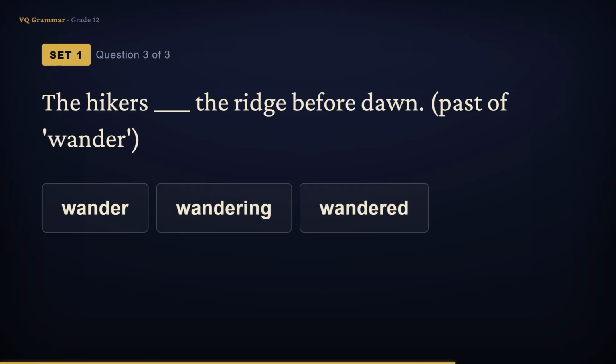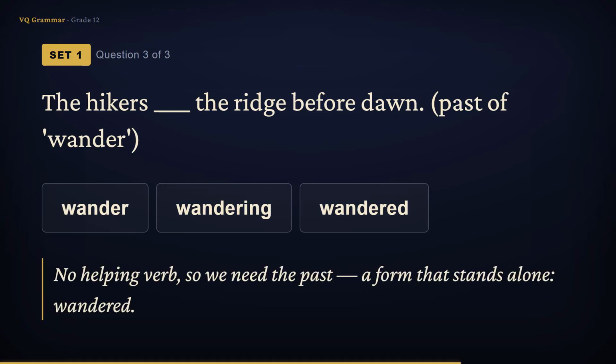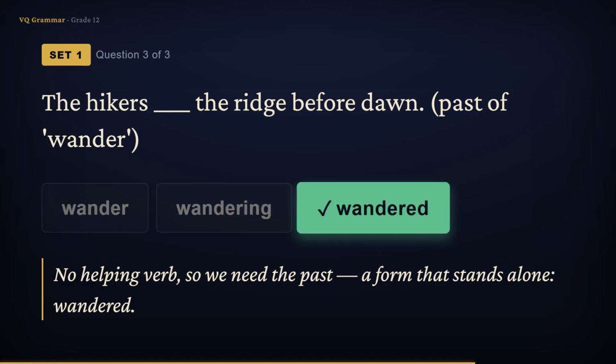The hikers blank the ridge before dawn, and we want the past of wander. Notice the sentence has no helping verb anywhere in it, so we can't reach for a participle here. We need a form that stands on its own. The past of a regular verb adds ed, and wander has no tricky ending to worry about. So the answer we want is wandered.